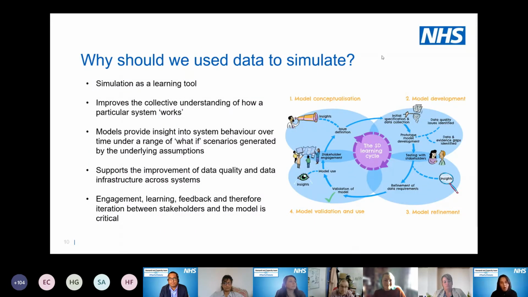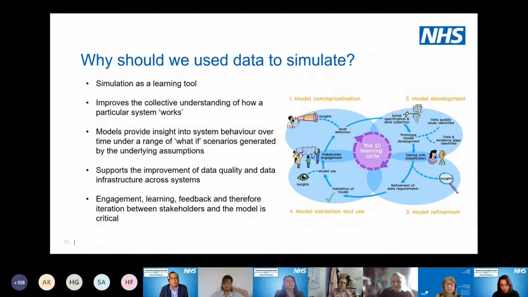Okay. So why should you use data to simulate? Well, data actually allows you to do this as a learning tool, and it improves your collective understanding of the system. What we see in systems who've applied this method is that you need to get together and agree what your strategies are. Of everything that you could focus on in your system, what's your strategy and what are your priorities? I think somebody mentioned the reduction of harm earlier on. So collectively you have to agree what your priority is, what you want to focus on.